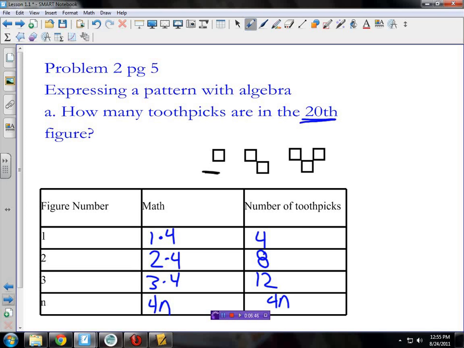All right, what did the question ask for? 20, right? So we want to know at the 20th figure. So I'm going to plug in 20, right? That's a placeholder until I know I want 20. I'm just going to do my math over on the side here. I'm going to have 4 times 20, and that is 80. So you're going to need 80 toothpicks. Not so bad, right?